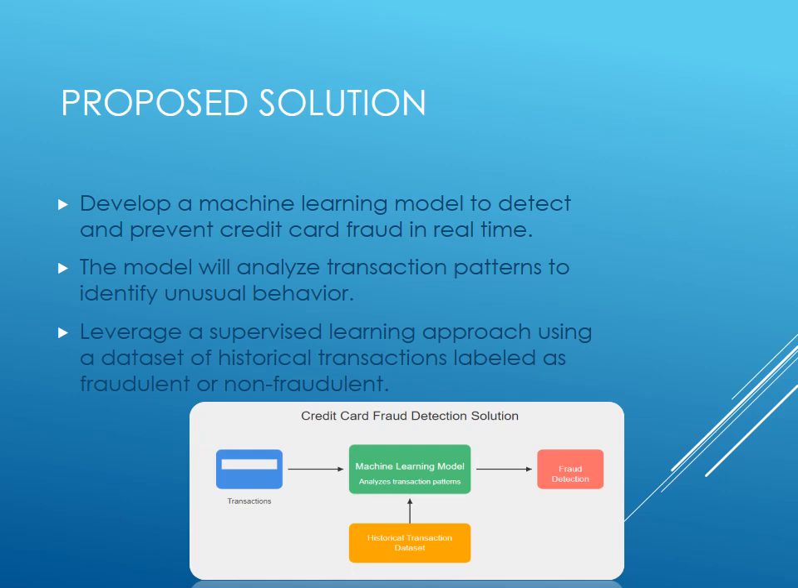By analyzing transaction patterns, our model can identify unusual behaviors like sudden large purchases, transactions from unfamiliar locations, and rapid sequences of activity. Coming to the key advantages of the solution, it has the ability to detect fraudulent activity as it happens, ensuring swift action and building a safer digital financial ecosystem.